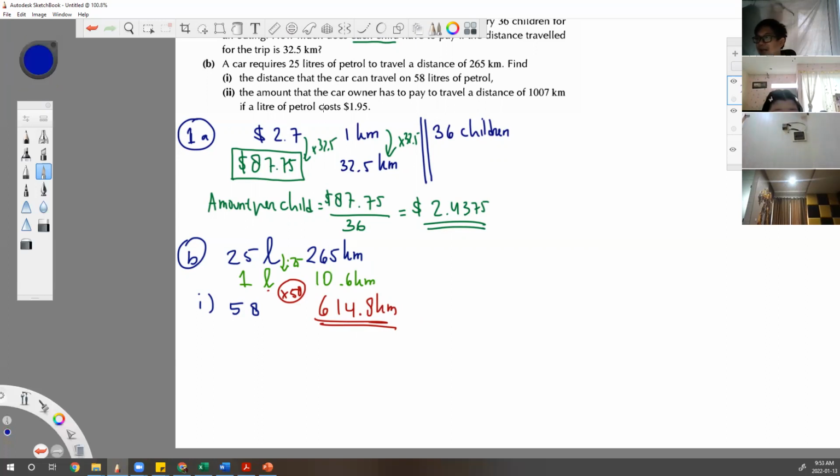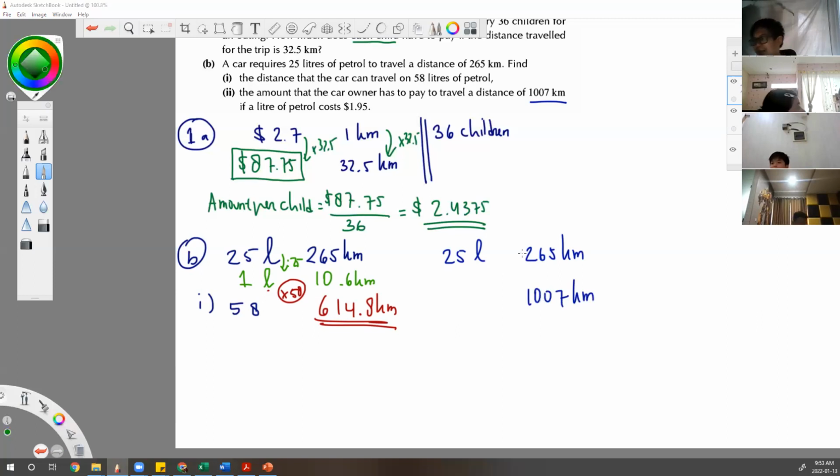Now, the amount the car owner has to pay to travel the distance of 1,007 kilometers if a liter of petrol costs $1.95. Okay, again, the idea is still the same. 1 liter is 10.6 kilometers, right? Oh, no. Here, the first thing: 25 liters equals 265 kilometers. They are asking you for 1,007 kilometers. Again, you have to put one not on the liter, but the one is on the kilometer, right? So you divide by 265.